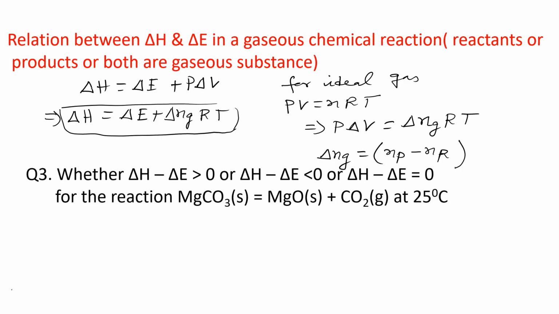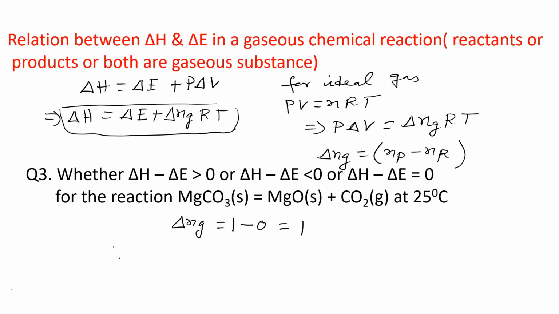Now this is the problem. Whether delta H minus delta E is greater than 0, less than 0 or equal to 0 for the reaction. What is the reaction? Solid magnesium carbonate is decomposed to solid magnesium oxide and carbon dioxide gas. So here, what is delta Ng? Delta Ng is equal to the number of moles of the gaseous product, which is only 1 mole of carbon dioxide, minus the number of moles of the gaseous reactant, no gaseous reactant, so 0. That means it is equal to 1.